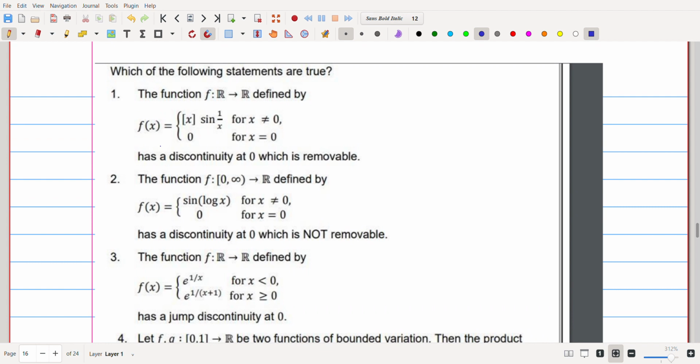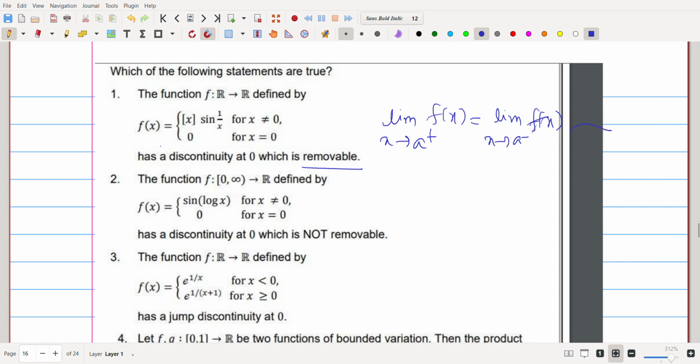Okay, so the function from R to R is defined by fx equal to box x sine 1 by x, and 0 for x equal to 0. It has a discontinuity which is removable. So what is the meaning of removable discontinuity? That means limit x tends to a plus fx equals limit x tends to a minus fx, but f of a is not equal to this limit, then we can redefine it so that f becomes continuous. That is the idea, right?